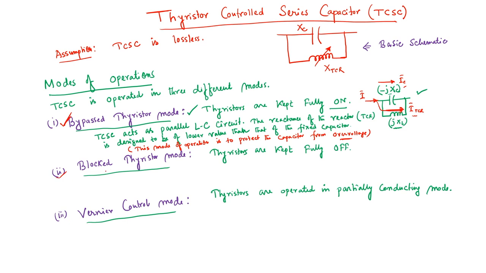Now, the next mode is block thyristor mode. In block thyristor mode, thyristors are kept fully off. Now, if thyristor is kept fully off, then this path, which is the parallel path of the fixed capacitor, gets disconnected, because there is a switch here which will isolate this reactor from the parallel circuit of the fixed capacitor. So, the circuit will look like this. It will have just a capacitor, and it is also known as the fixed capacitor mode of operation.